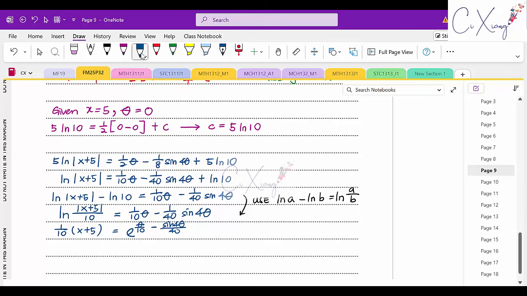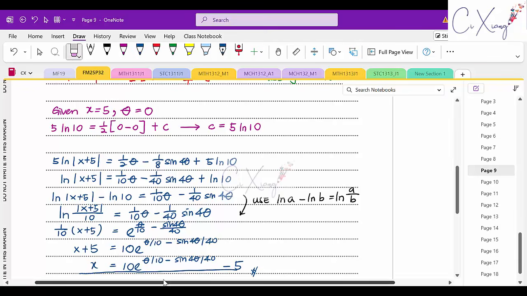Okay, then next step, bring the 10 over first. It will become 10 e to the power theta over 10 minus sine 4 theta over 40. Okay, so one last step, you bring the 5 over, become negative, so minus 5. Okay, so this is how we get the differential equation, our particular solution, x in terms of theta.